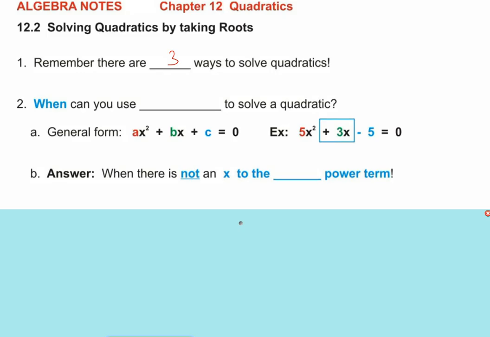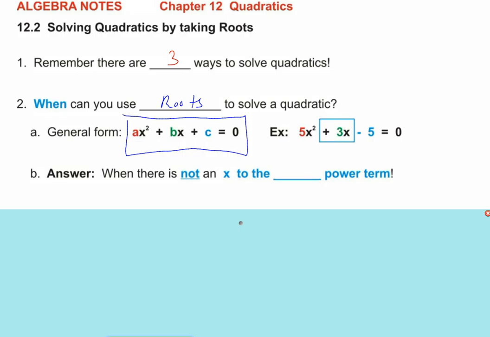All right, so when can you use roots to solve quadratics? When can you use roots? You can't always use them. It is, again, as I said, probably the easiest way to solve them, but you can't always use them. All right, so let me refresh your memory on a couple things. This is general form of a quadratic.